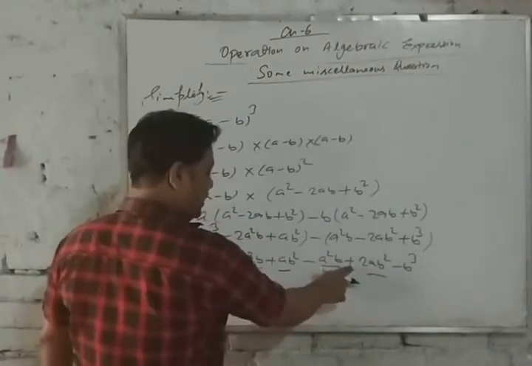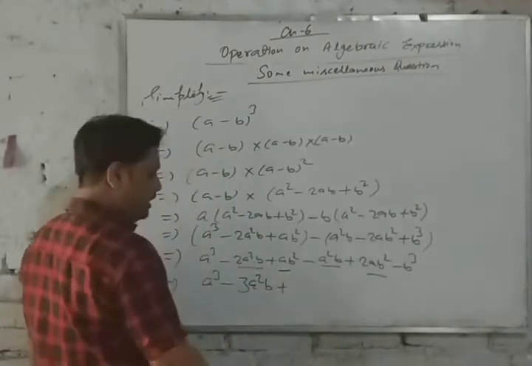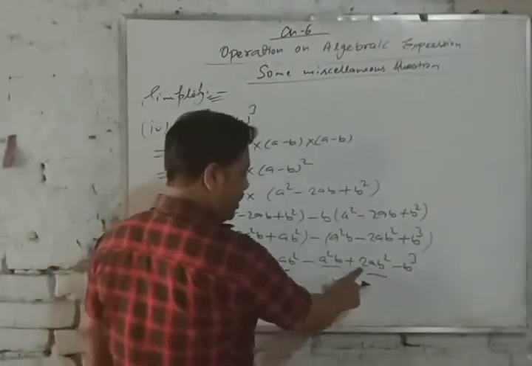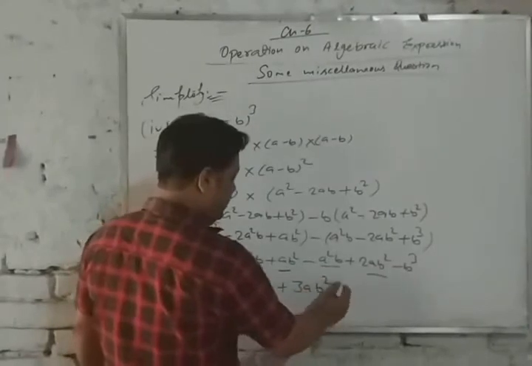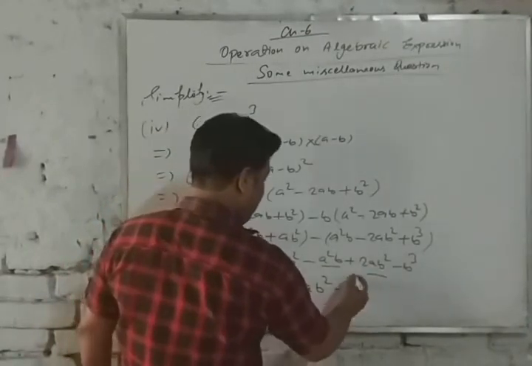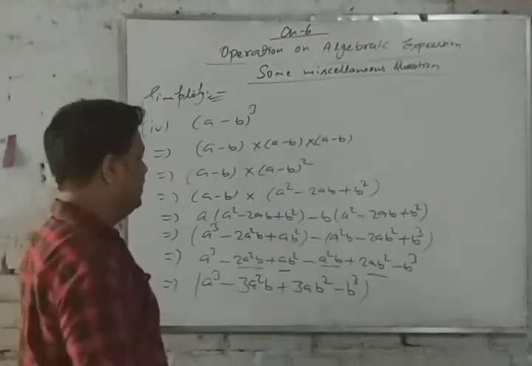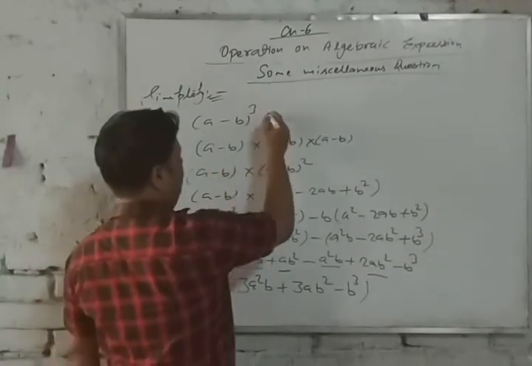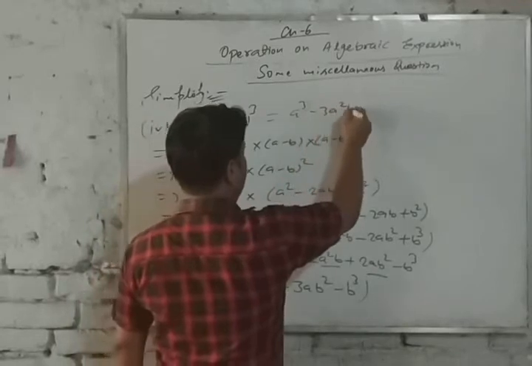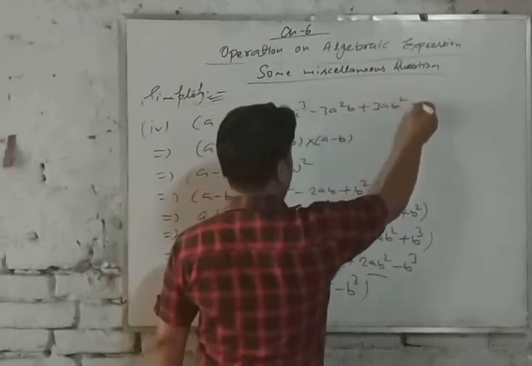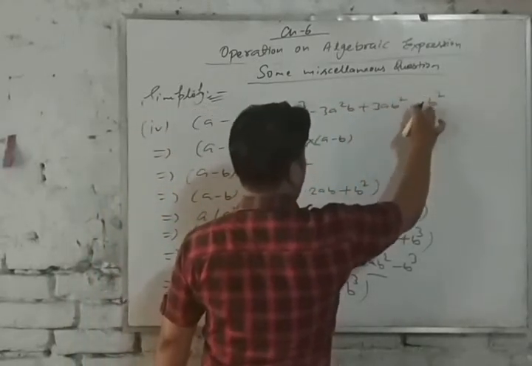2ab square, and it has a plus sign, so we will write plus. Here 1ab square and 2ab square, plus plus plus, that is we will write 3ab square, and the last term is minus b cube. So we can say that (a minus b) to the power 3 is equal to a cube minus 3a square b plus 3ab square minus b cube.